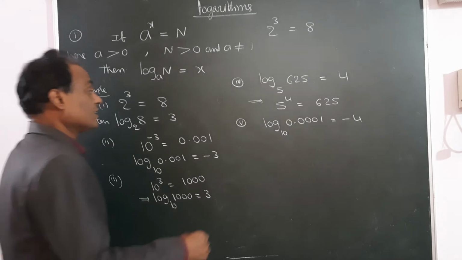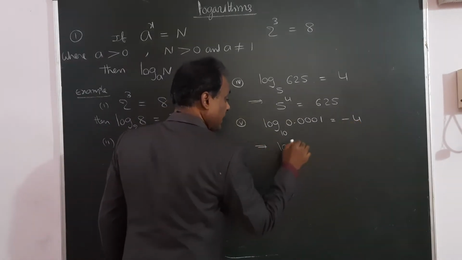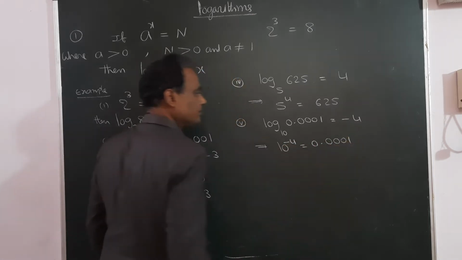How to remove the logarithm? Change it into exponential form. 10 power minus 4 is equal to 0.0001.